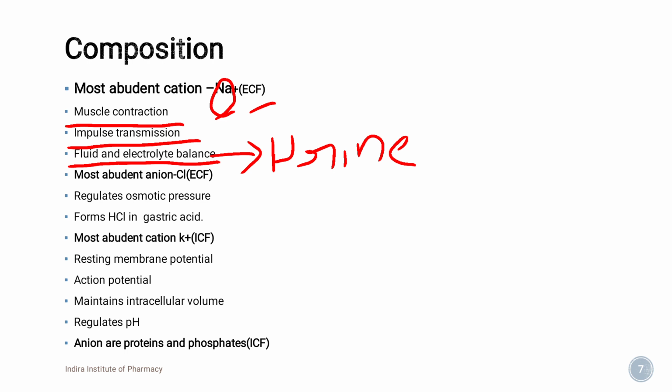So next, the anion present in extracellular fluid is chloride. It regulates the osmotic pressure. We'll see what osmotic pressure is subsequently. Then it forms the main component of hydrochloric acid, that is, it combines with the hydrogen in the gastric acid to form the hydrochloric acid, which is required in the GIT, especially in the stomach, to maintain the acidic environment in the stomach.